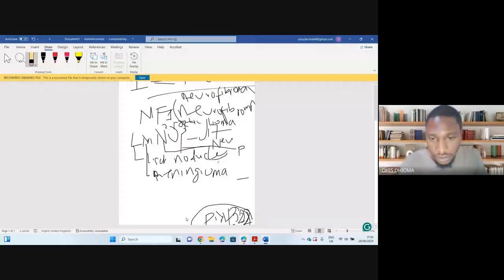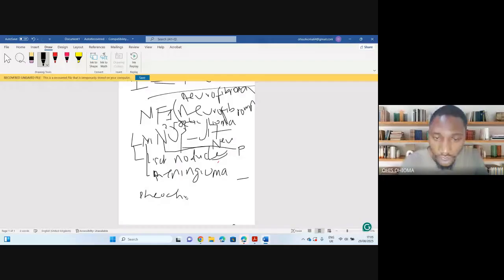So the P stands for pheochromocytoma. There are two neurocutaneous disorders that have pheochromocytoma.